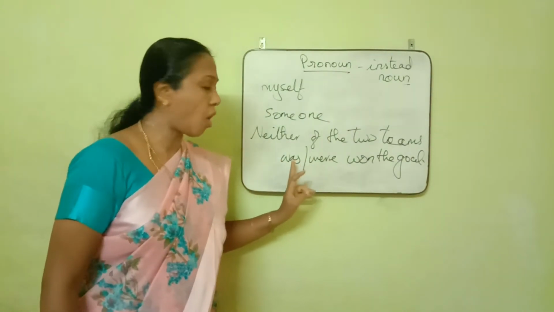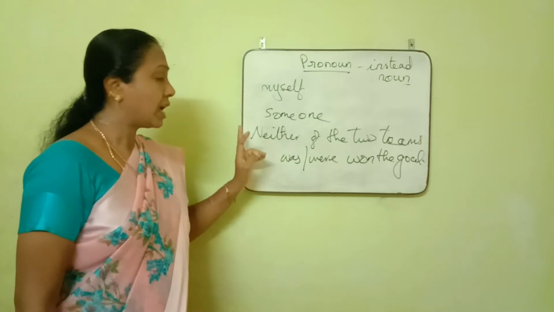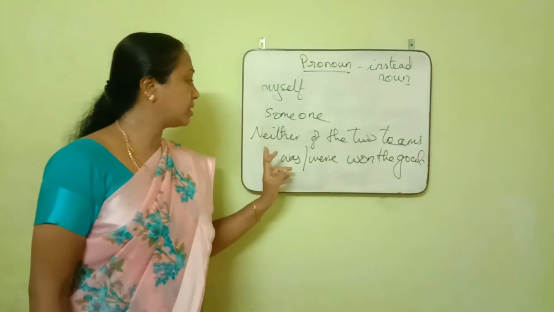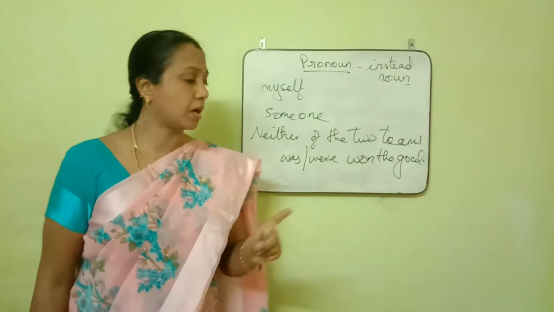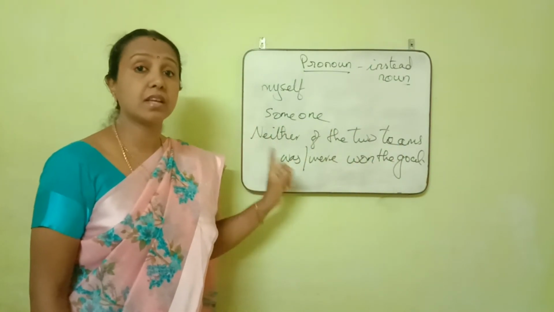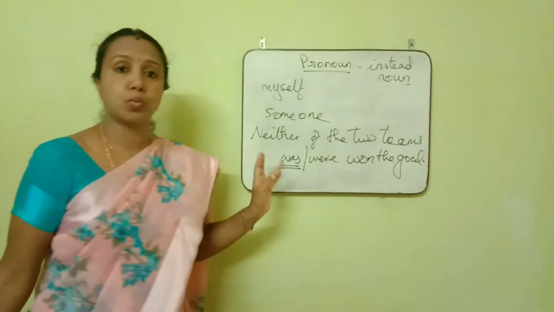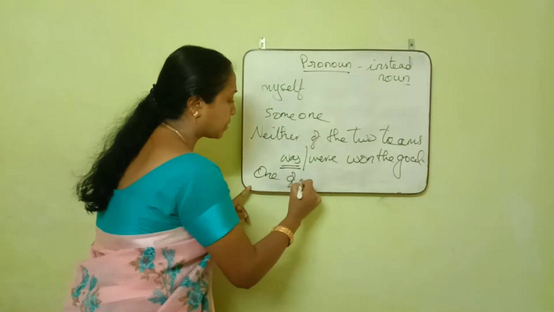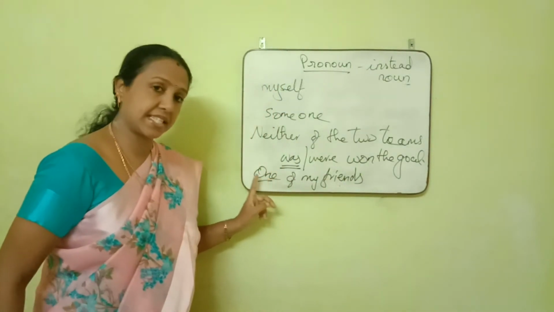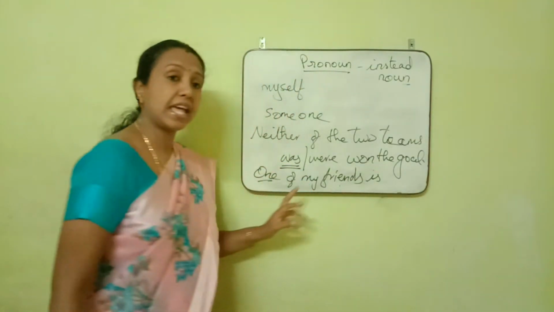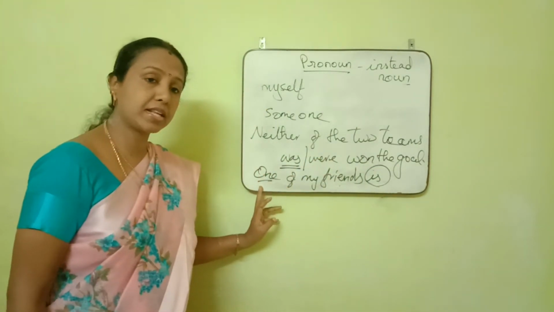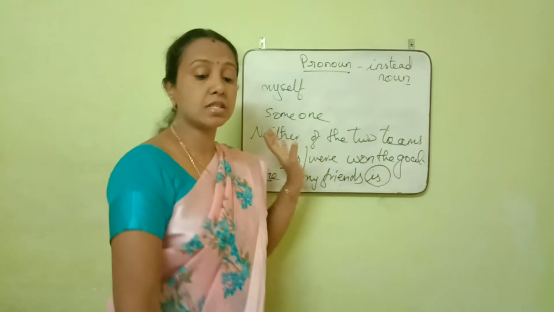Now what will be the auxiliary verb used here? Neither, as I already told you, someone, somebody, anyone, anybody, either, neither, all talk about a singular pronoun. So here neither, though we are talking about two teams, acts as a singular subject. So you are supposed to take the word was. One of my friends. Though friends is plural, I say one, so you have to say one of my friends is a doctor. This talks about the subject. One clarifies that it is a singular pronoun. So these are indefinite pronouns.